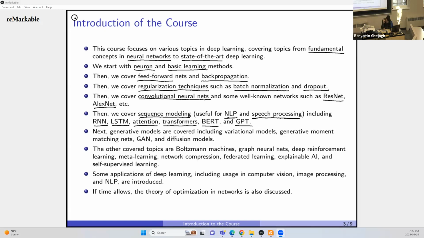Next, generative models will be covered. So variational models, generative moment matching networks, GAN, generative adversarial networks, and diffusion models. So what are these? Let me briefly explain these things. For example, in order for you to gain interest in the course, convolutional networks. What's the short introduction? Okay, a feed-forward neural network is something like this.